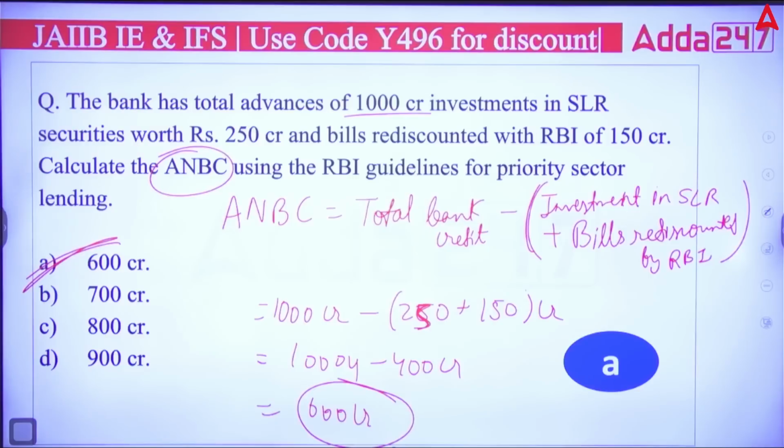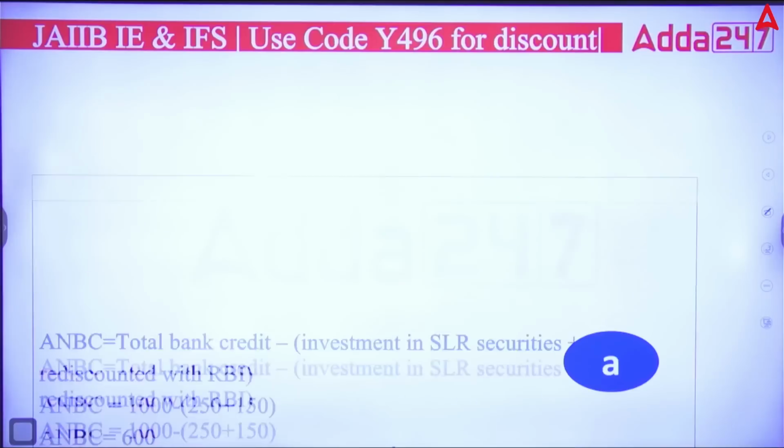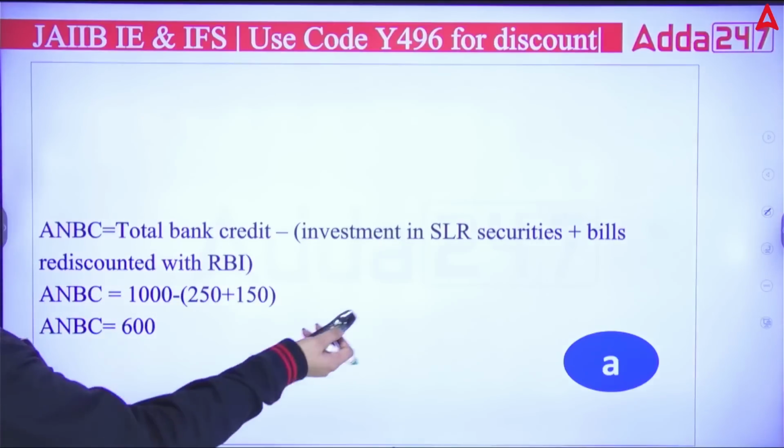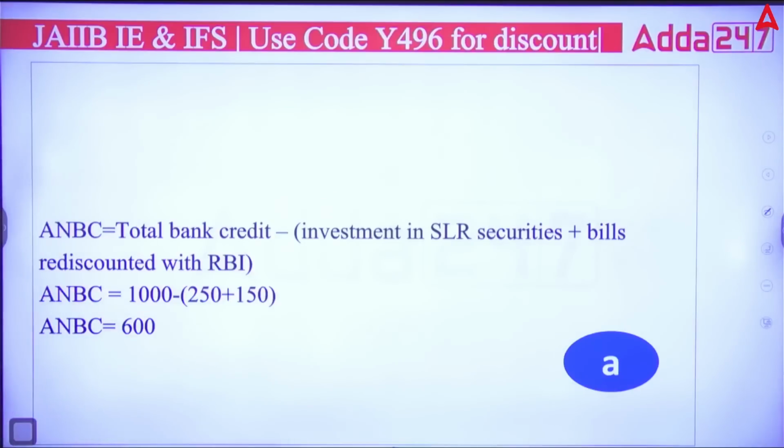Clear? So this is what we're talking about. The bank has total advances of 1000 crore, investment in SLR securities worth 250 crores, and bills rediscounted with the RBI of 150 crores. So we have just put the values in the formula. So that's the adjusted net bank credit: total bank credit minus investment in SLR securities plus the bills rediscounted by RBI. So the value was 600 crores.